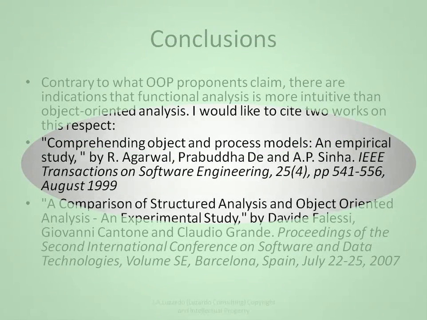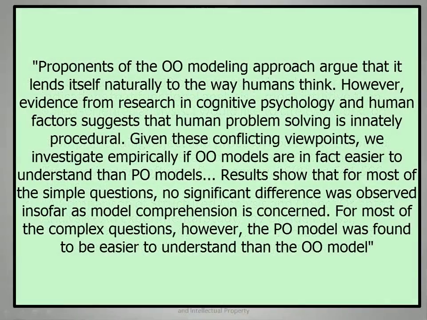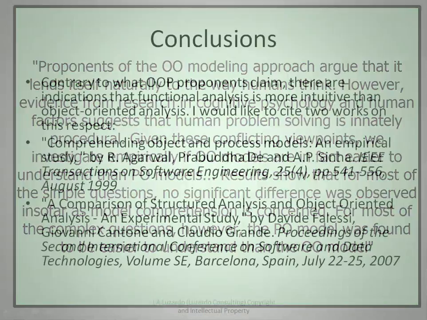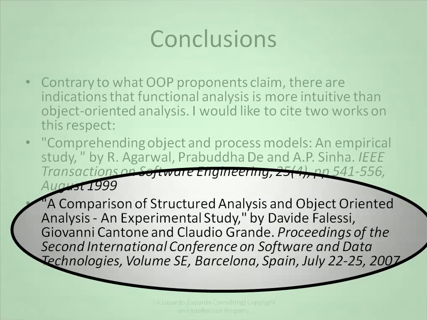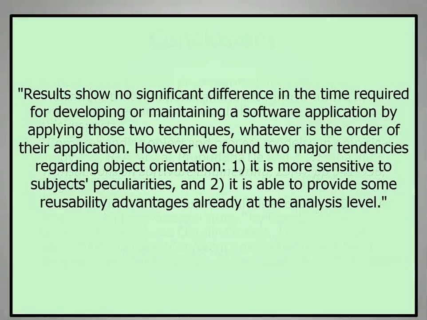From the paper Comprehending Object and Process Models, an empirical study, we quote: Proponents of the OO modeling approach argue that it lends itself naturally to the way humans think. However, evidence from research in cognitive psychology and human factors suggests that human problem solving is innately procedural. Given these conflicting viewpoints, we investigate empirically if OO models are in fact easier to understand than PO models. Results show that for most of the simple questions, no significant difference was observed insofar as model comprehension is concerned. For most of the complex questions, however, the PO model was found to be easier to understand than the OO model.